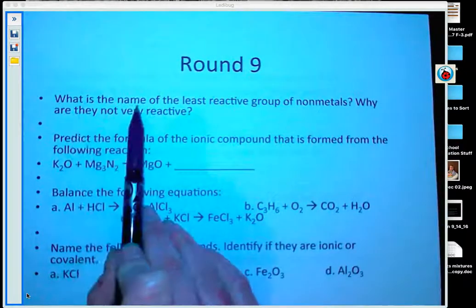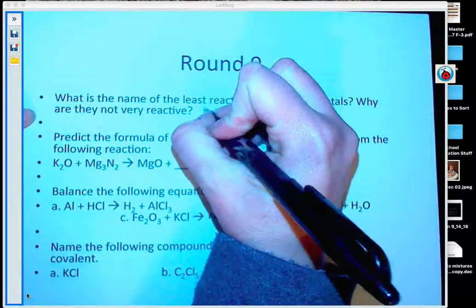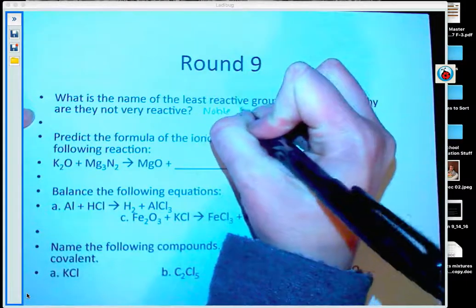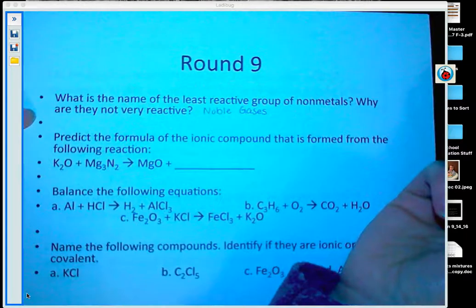If you're looking at this, you're probably going to recognize these questions. They came from the study guide handout that I gave you yesterday in class that was like a practice test. It says, what's the name of the least reactive group of nonmetals and why are they not reactive? The least reactive group is your noble gases. And why is it that they are not very reactive?